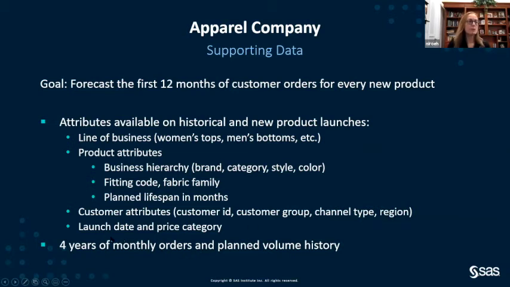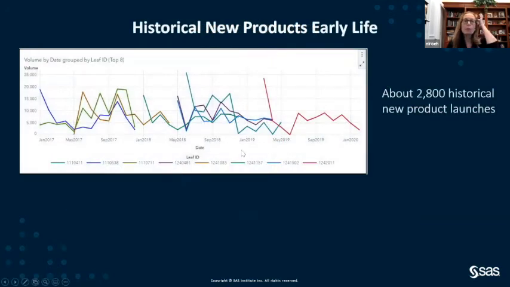But that was it. We had the launch date, and we did not have price or promotion data. What we had was this price category, which is a relative price within the product category. So that's in terms of attributes. In terms of historical volume time series data, we were working with customer orders. We had 4 years of monthly customer orders, and we have the planned volume history as well.